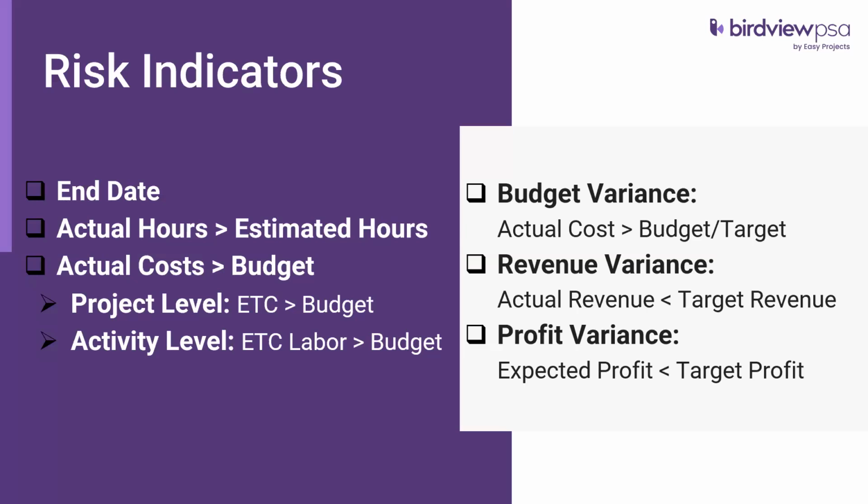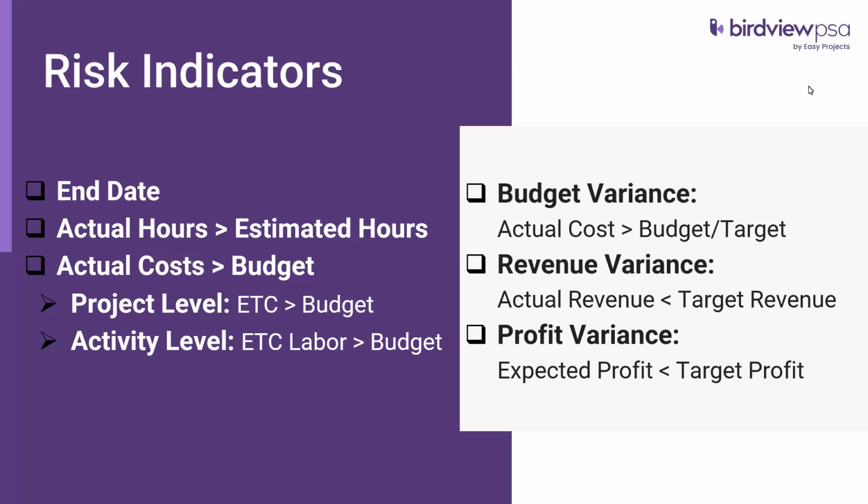At a very high level, we analyze the budget variance, which is whether the actual cost is greater or less than the budget or the target. We look at the revenue variance, whether our actual revenue is greater or less than the target revenue. So if the actual revenue is less than the target revenue, it's going to indicate as a risk. And then profit variance: if the expected profit is less than the target profit, the system will recognize that variance as well. All right, so let's get started.